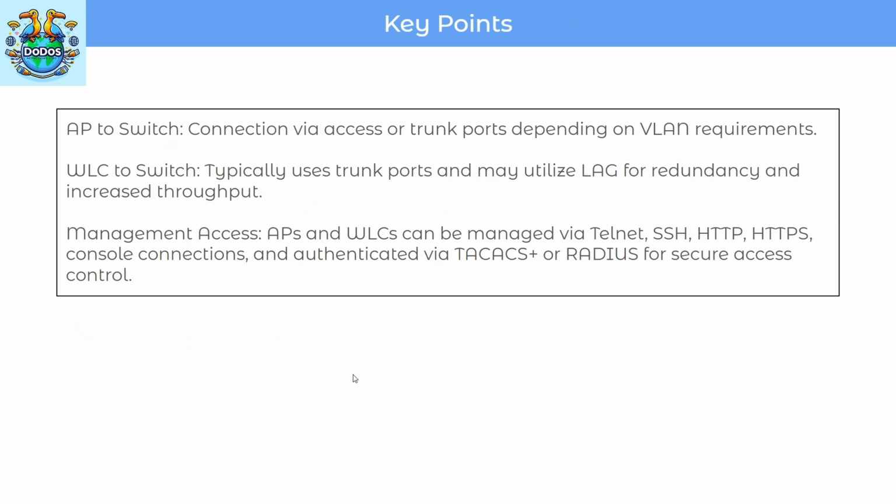Key points for this, and what your takeaway should be: access point to switch is a connection via access or trunk ports, depending on VLAN requirements. WLC to switch is typically using trunk ports and may utilize link aggregation for redundancy and increased throughput. And then management access: APs and WLCs can be managed via Telnet, SSH, HTTP, HTTPS, console connections, and authenticated via TACACS or RADIUS for secure access control.